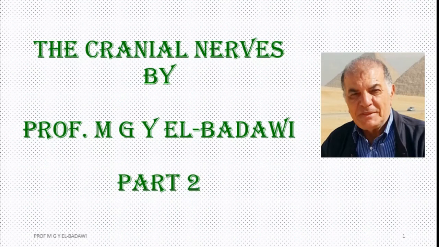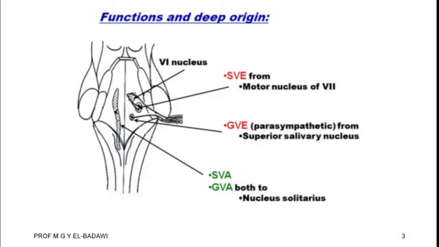The second part of the cranial nerves. The first nerve in the second group is the facial nerve. As usual, we have to start with the functions and the deep origin.